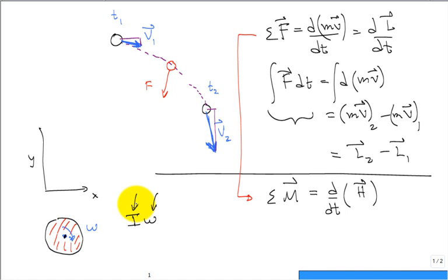Mass moment of inertia, capital I. There's even a parallel axis theorem to help you get the I when you want to shift it away from the center of mass or centroid of the object, right?